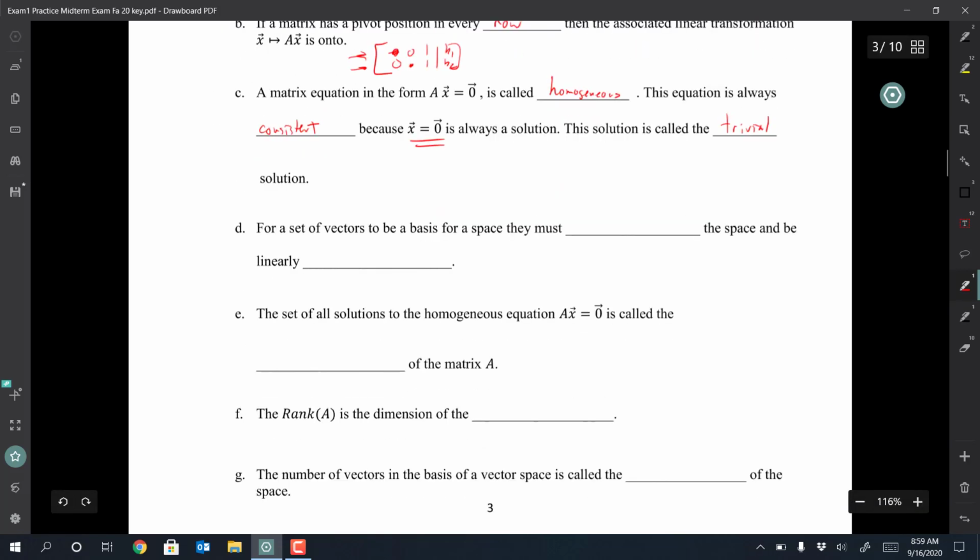D, for a set of vectors to be a basis for a space, they must span the space and be linearly independent.